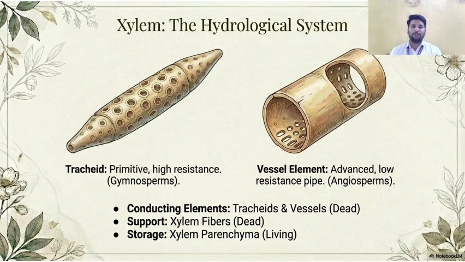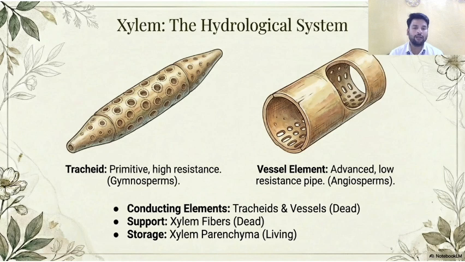In the picture of the xylem, because they carry water, they are known as the hydrological system. Tracheids have tapering ends, a primitive, high-resistance design, present mostly in gymnosperms and almost all flowering plants. The vessel element has perforation plates, an advanced, low-resistance pipe in angiosperms. Of the conducting elements in the xylem, two are dead.